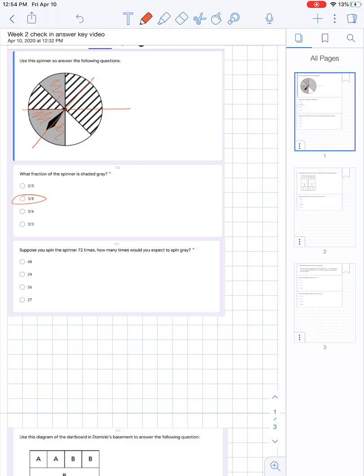Now suppose that you spin the spinner 72 times. How many times would you expect it to land on the gray? Well, if 3/8 of the spinner is gray, we're going to multiply that by 72. So this might be a refresher for some of you. When we are multiplying fractions by a whole number, it's helpful to put that whole number over 1. So 3/8 times 72 over 1. And it's totally fine to use a calculator here.